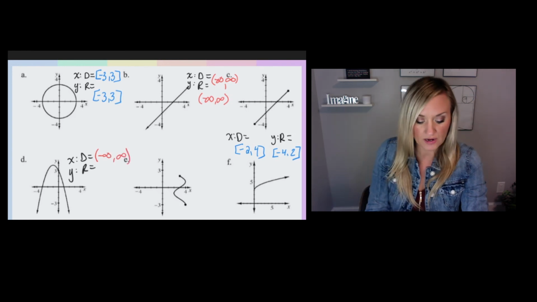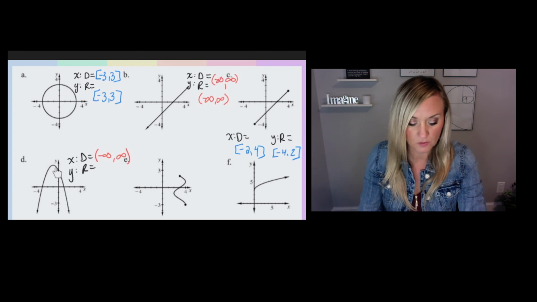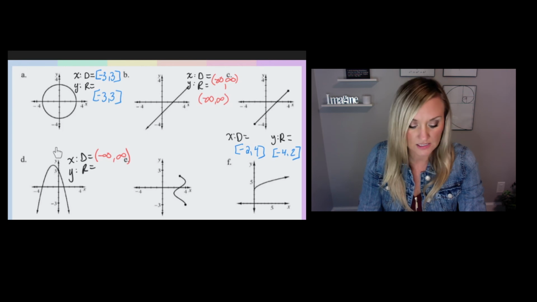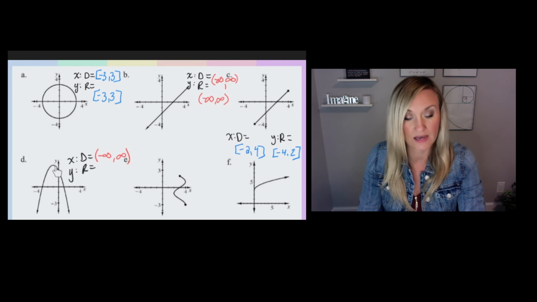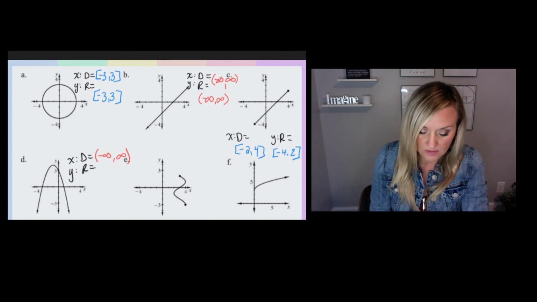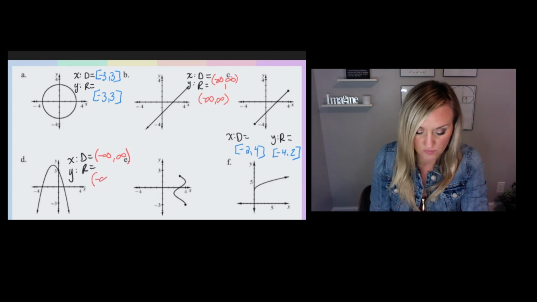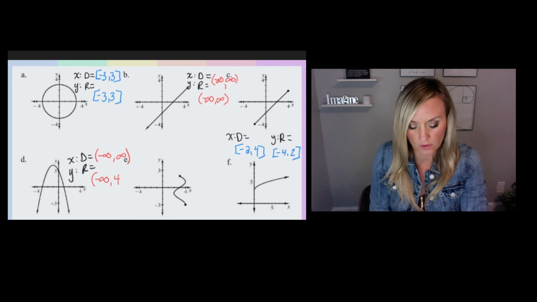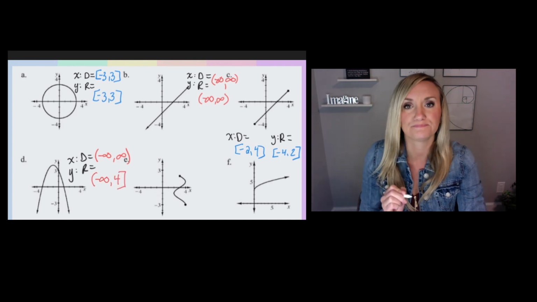And then the range is different. The range does go in the negative direction forever, but it comes up and stops. It's not going to go any higher than +4. So that means we would say that it's going to go in the negative direction forever, but it's also going to go to 4 and it's going to stop.